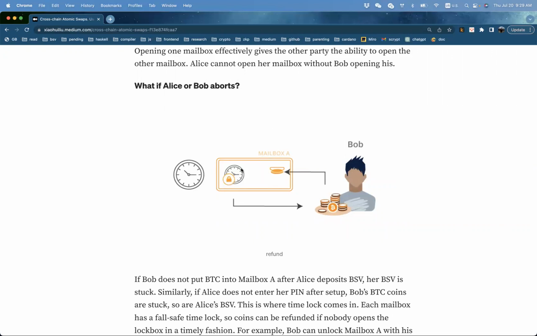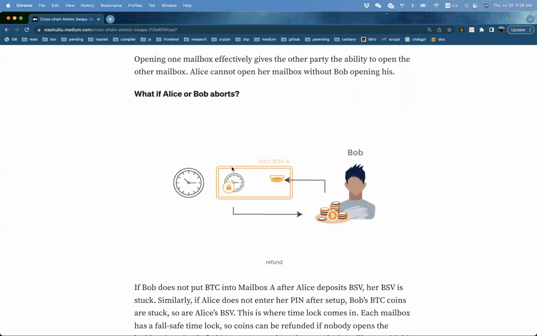So let's say after Bob puts his coins in the mailbox of A, if A doesn't do anything, let's say in a day, then Bob can take the coins back. So it's like a fail safe. If for whatever reason, Alice either intentionally or unintentionally, maybe she lost power or network access, you can make sure both can get the coins back. Make sense?